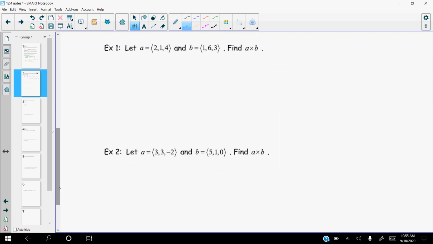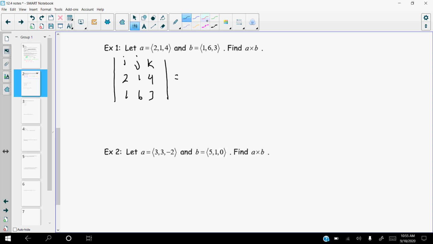All right, so let's actually do an example, and hopefully this will make sense when you see it with numbers. We'll want to do the cross product of A, which is 2, 1, 4, and B, which is 1, 6, 3. So to do the cross product, we'll just set up our determinant, a 3 by 3 determinant, always going to have I, J, K across the top. And then I'm going to do the cross product of 2, 1, 4, 1, 6, 3.